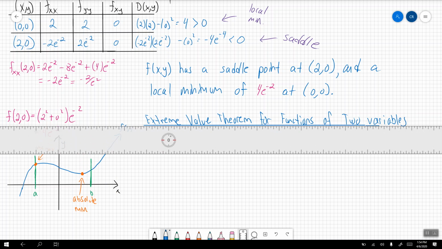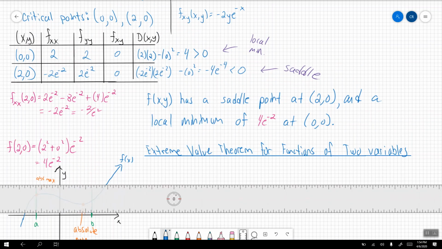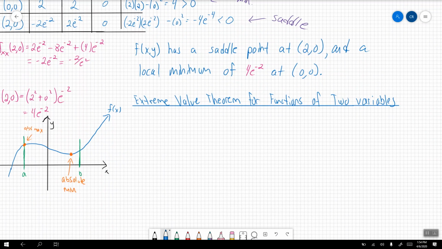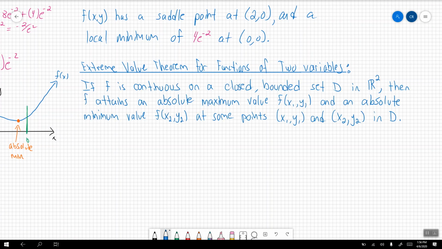Whoops. There we go. All right, perfect. For some reason, you can never line it up again. It's okay. So here we go. So the extreme value theorem for the functions of two variables. So I'm going to put a pause on this video. I'm going to fill it in, and then we'll come back and we'll talk about it. All right, here we go.